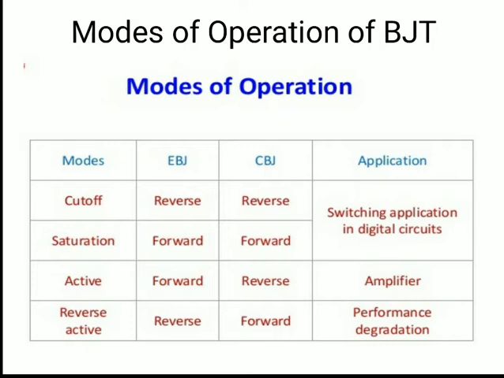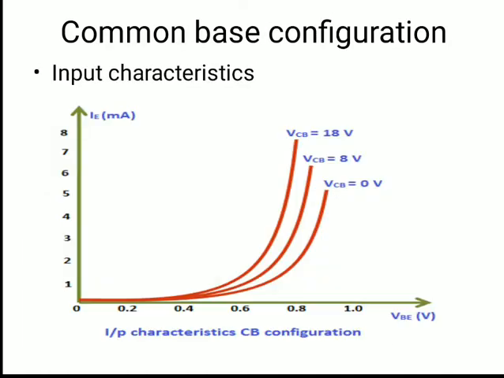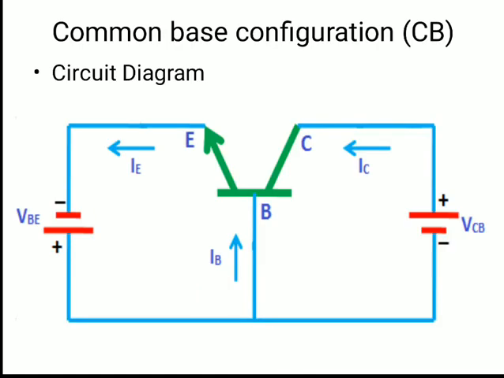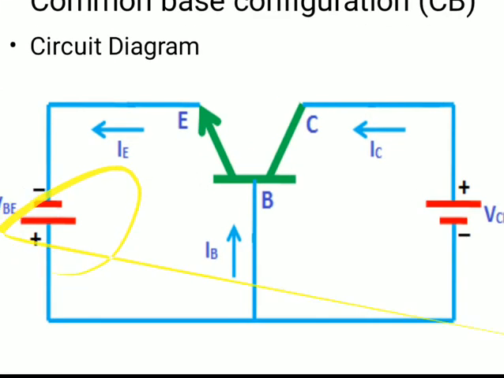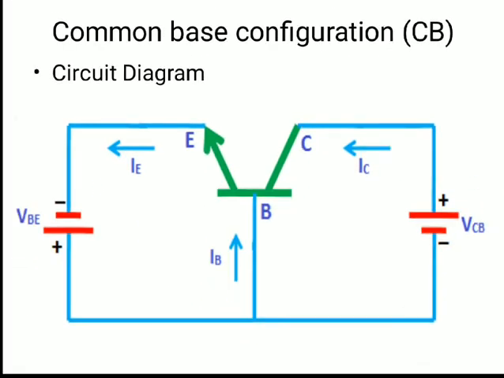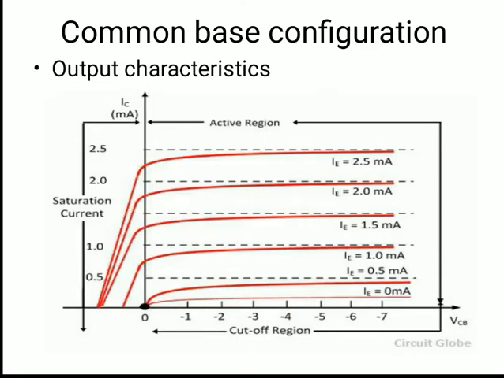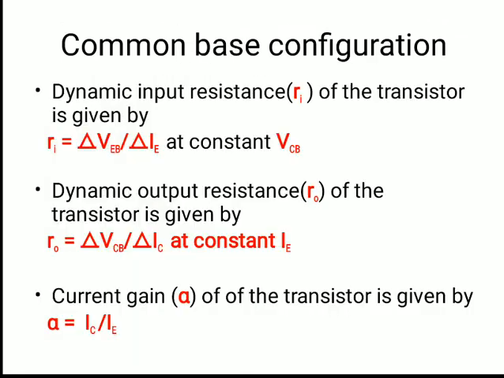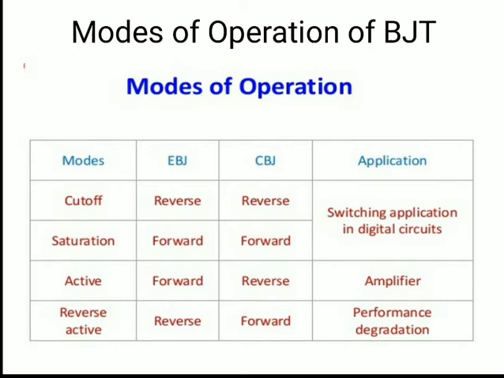The next one is the active region. Active region means EB has a forward bias and CB is in reverse bias. You can see this one is already in forward bias and this one is in reverse bias. In that case we can use the transistor as an amplifier, and hence it is known as the active region.